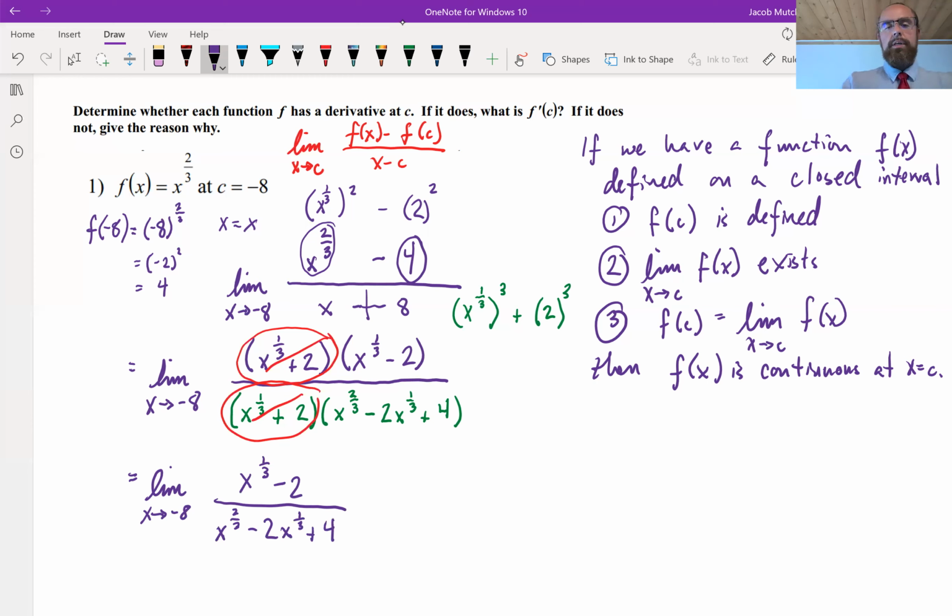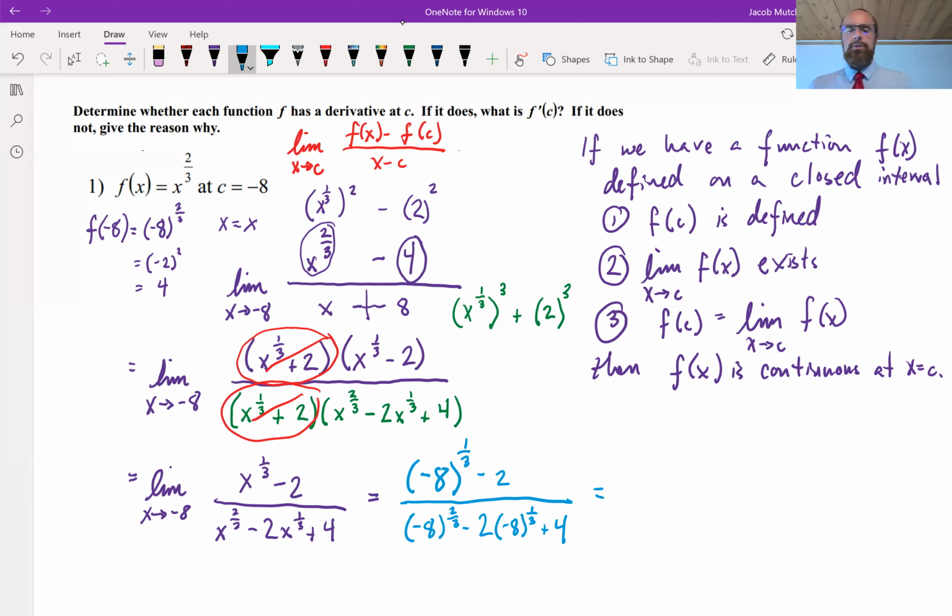So I think we're okay to use direct substitution. We'll switch over to a different color here, drop the limit notation, and substitute in negative 8 for x. So negative 8 to the power of 1/3 minus 2, over negative 8 to the power of 2/3 minus 2 times negative 8 to the power of 1/3 plus 4. And now we just need to simplify that expression.